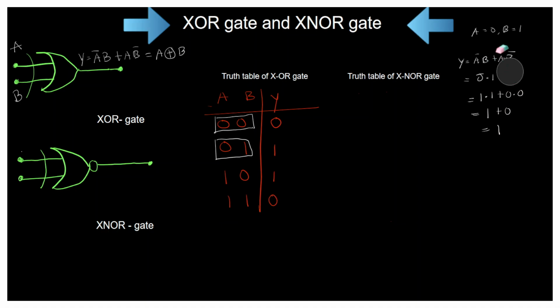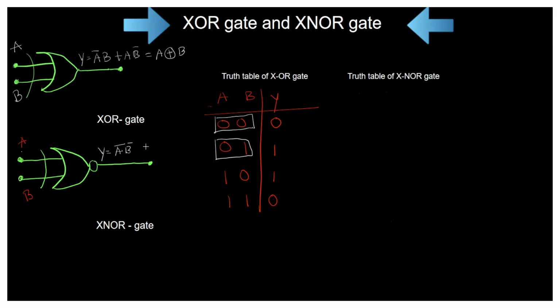Next, come to our next gate, which is XNOR gate. So this is our XNOR gate. If we take A and B as an input, at the output terminal you will get A bar or A complement dot B complement plus A B. So this can be written as A XOR B complement, or A XNOR B.